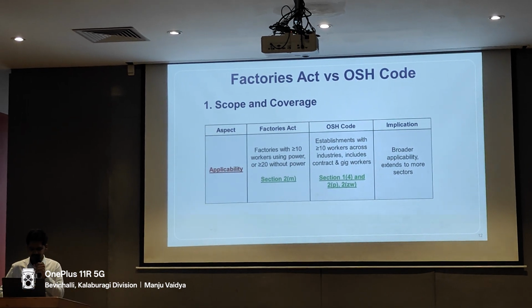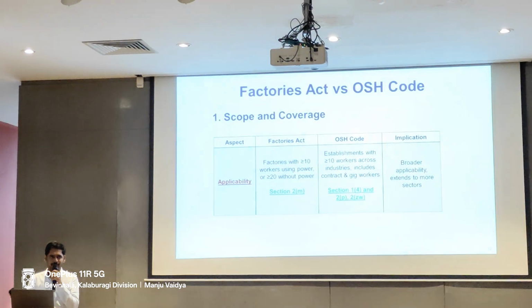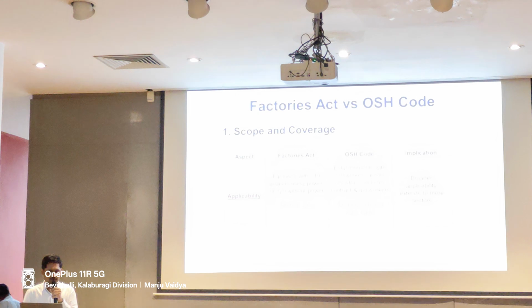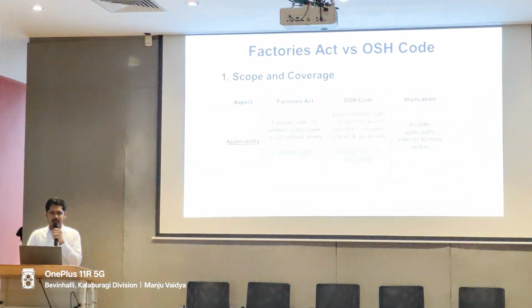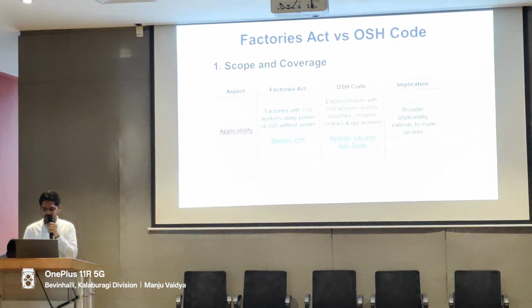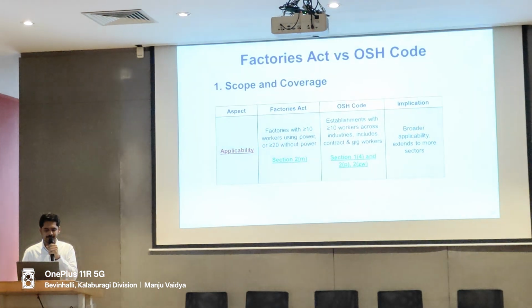Before, the Factories Act was applicable to factories with more than 10 workers where there is a use of power, and more than 20 workers where there is no use of power. Now it is considered as an establishment. Any establishment with more than 10 workers comes under the OSH code. So this implies broader applicability, extending to more sectors.